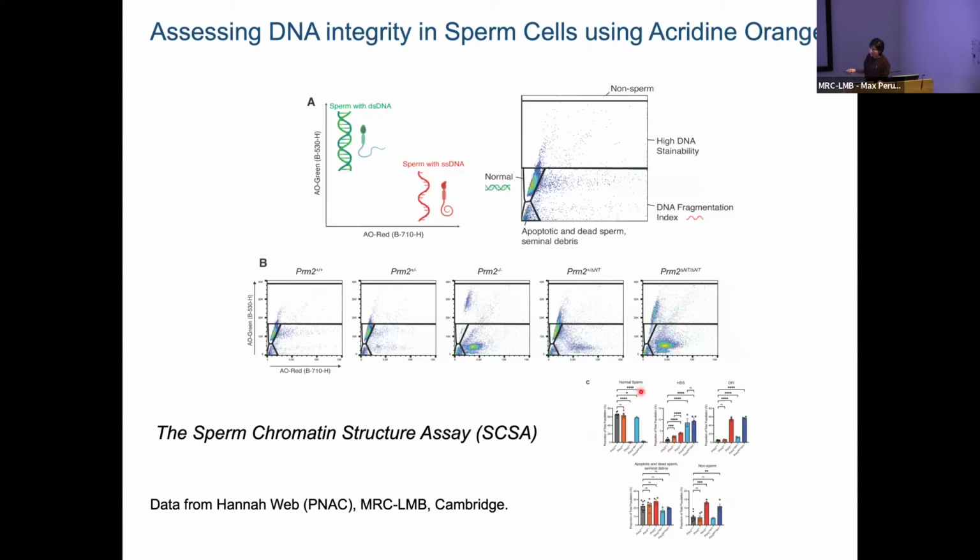If you're interested in doing this kind of experiment, it's a little bit tricky. You have to swap some of the filters on our cytometers. You come to talk to us, we can set up for you.